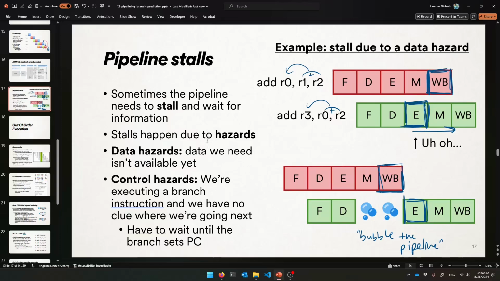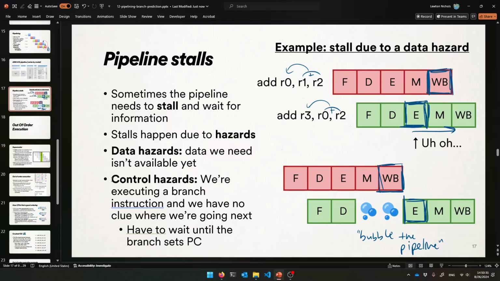All right, so yeah, these are called hazards that make you stall your pipeline. The easiest example is this kind of add instruction, this chained add instruction thing, where it's a data hazard, and that means that the data that we need for this instruction execution just isn't ready yet. We don't have it ready, so we have to stall. We have to bubble the pipeline, right?